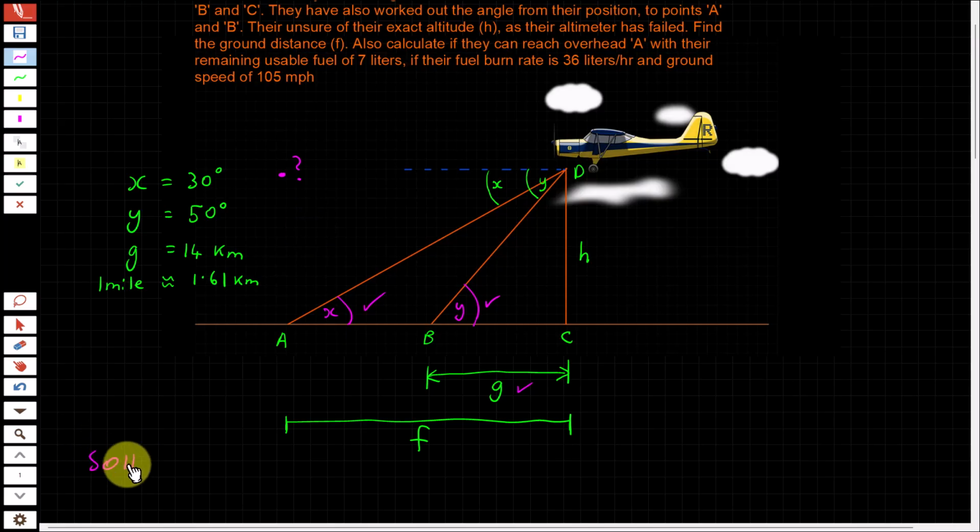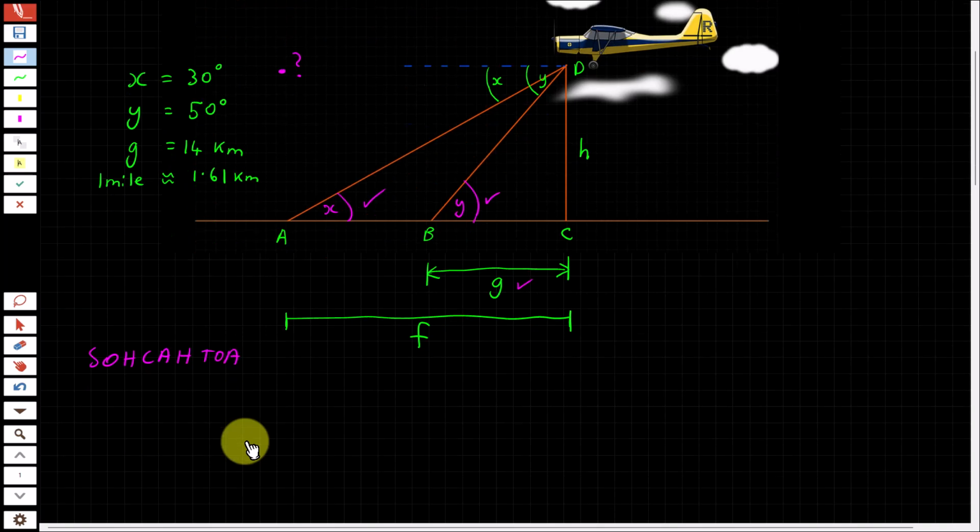So let's firstly start calculating some missing values. Firstly, writing down the rule for sine, cosine and tan. So sine equals opposite over hypotenuse, cos adjacent over hypotenuse, and tan opposite over adjacent.